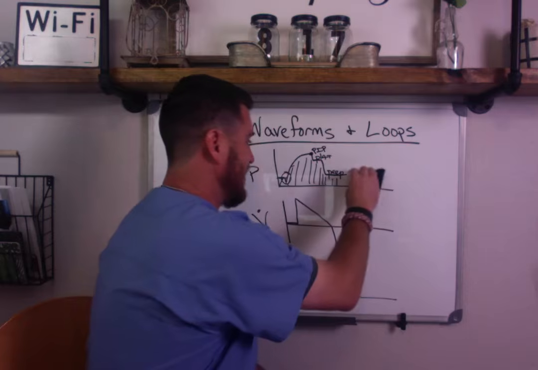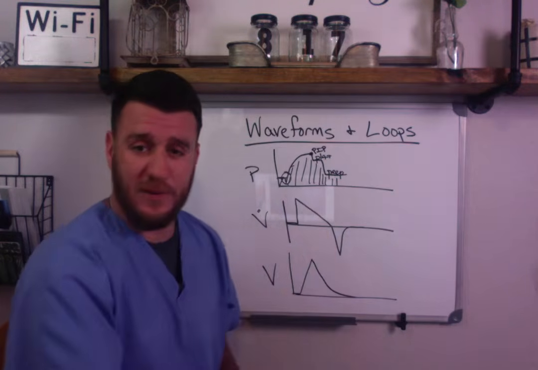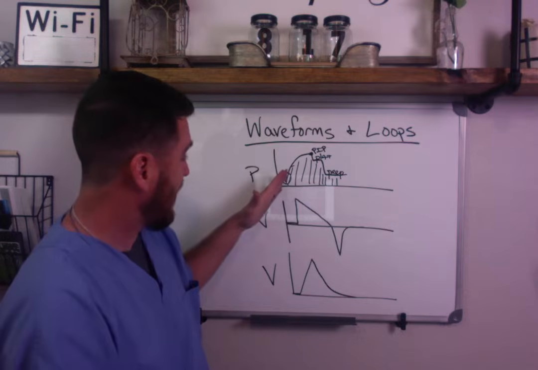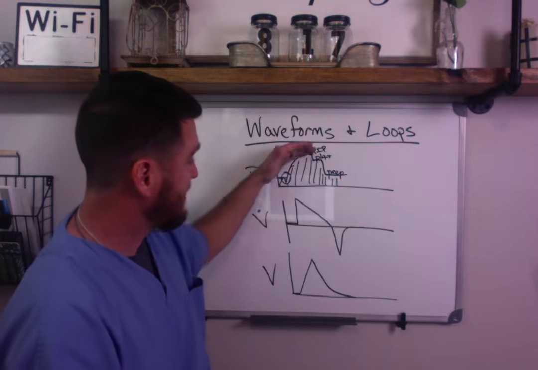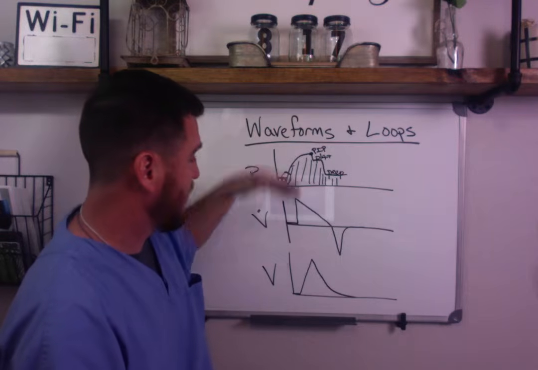I'm going to erase this because I'm going to need this space here in just a little bit. Okay, when we look at our flow, we're in volume control here. This is how we know our pressure waveform is slowly rising and then peaks up here at peak inspiratory pressure.